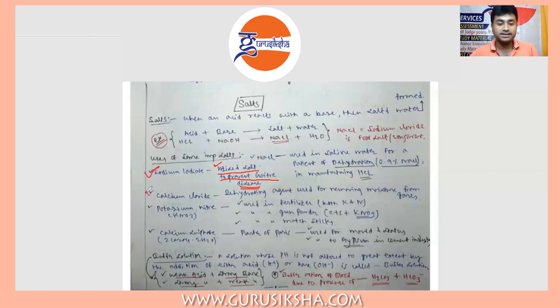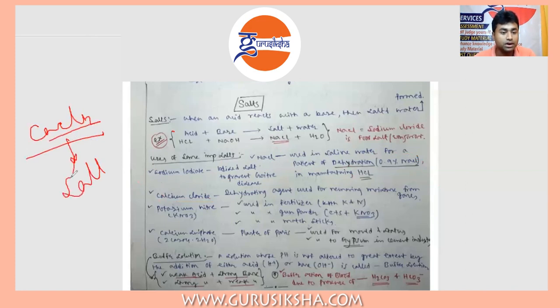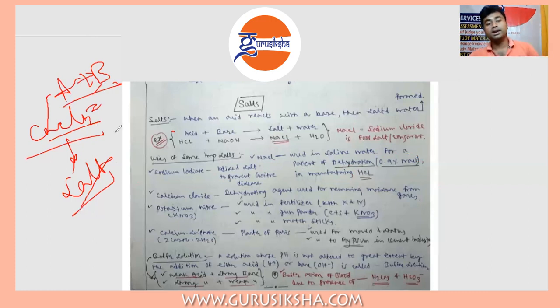Now the next is calcium chloride. Do you know the chemical formula of calcium chloride? It is CaCl2. This is the formula of calcium chloride. This is also a salt. It also comes from acid plus base. Both together form CaCl2, that means calcium chloride has been formed.